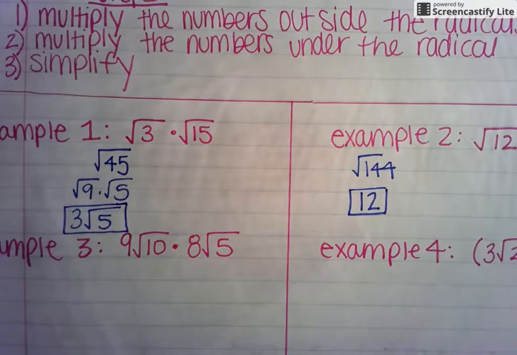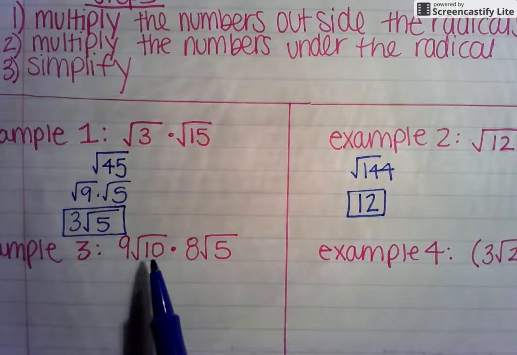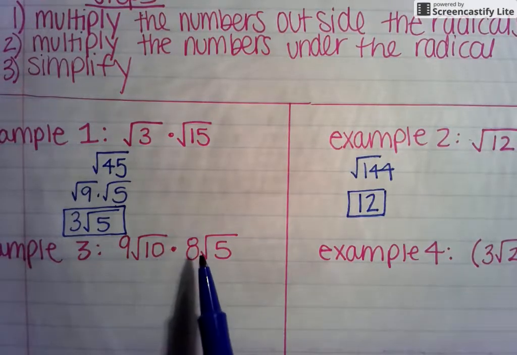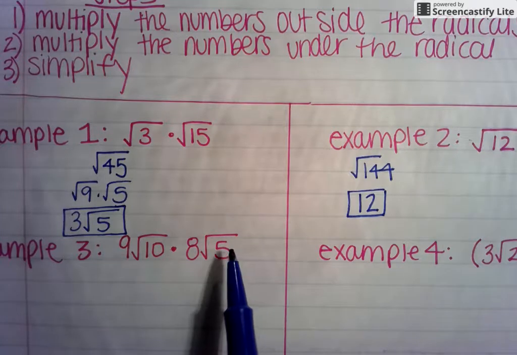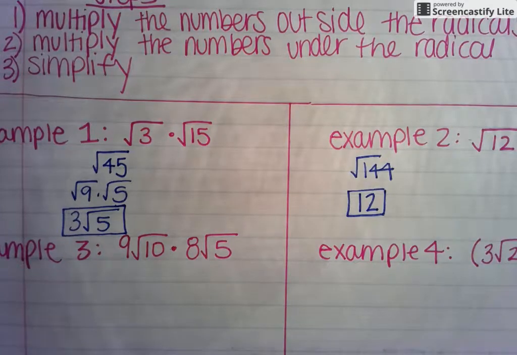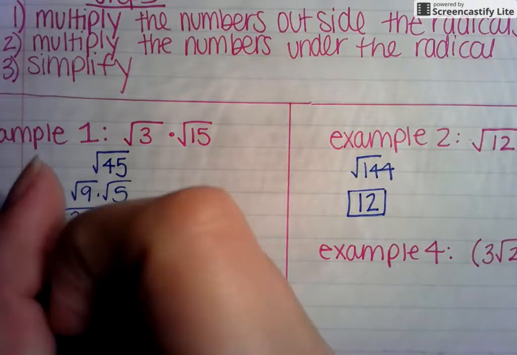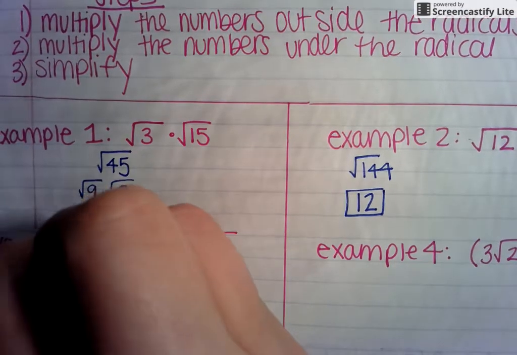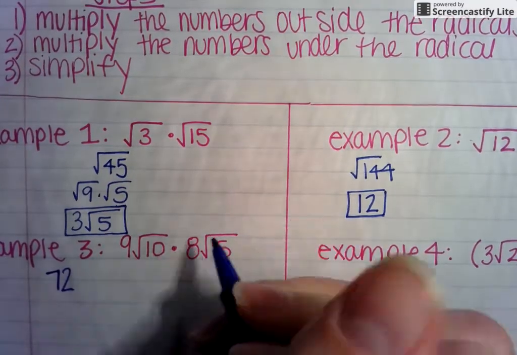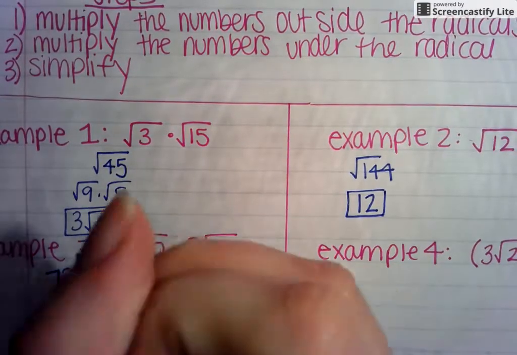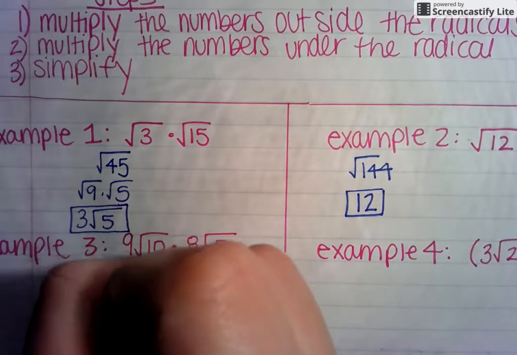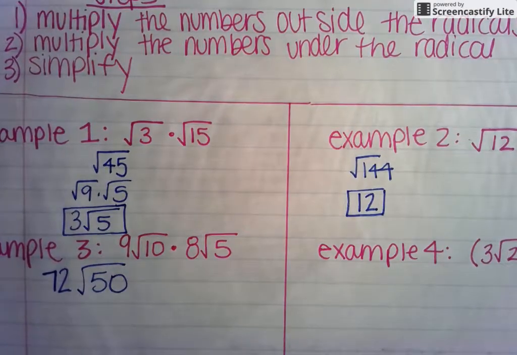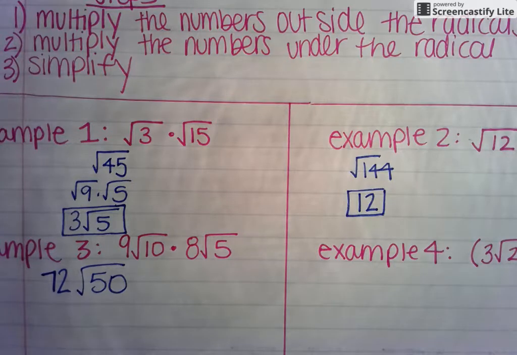Now I have example 3. I have 9 times the square root of 10 multiplied by 8 times the square root of 5. So like the first step, we're going to multiply the numbers on the outside. So we're going to do 72 times the square root of 10 times 5, which is going to be the square root of 50. From here, I'm going to see, can I simplify the radical?